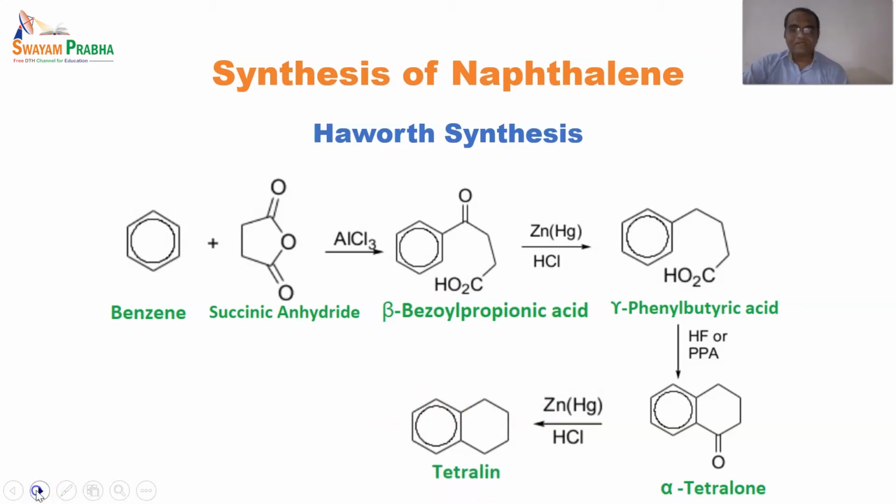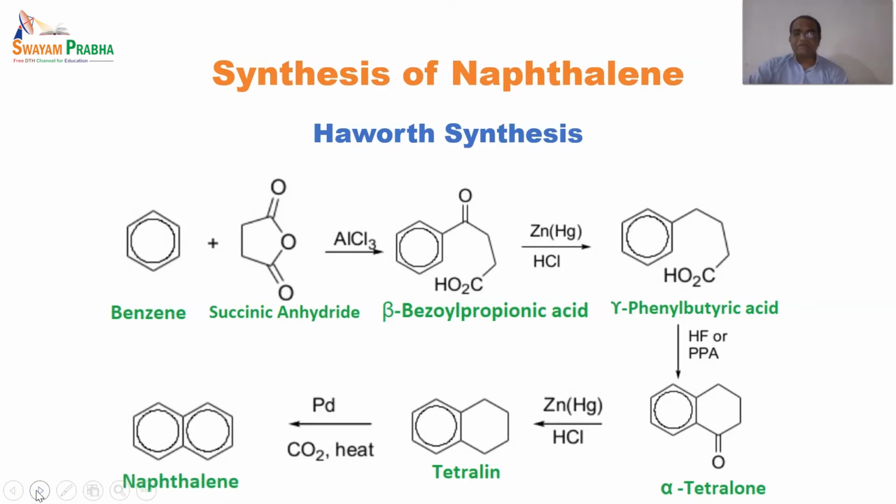and it forms a tetralene, and this tetralene is heated in the presence of Pd and carbon dioxide, and now it forms naphthalene. So it is quite a lengthy process, but it is one of the important synthesis methods for naphthalene.